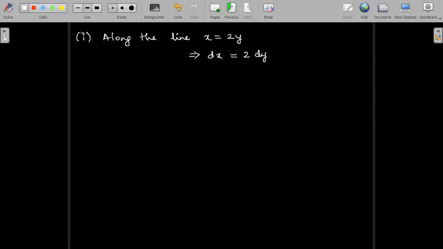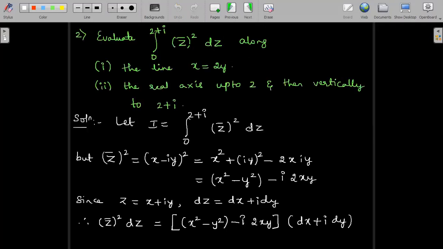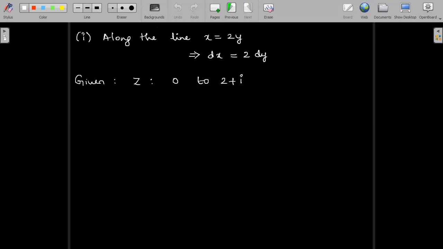We are going to represent. Now, it is given that z varies from 0 to 2 plus i. In the integral we have seen this, the integral limits. 0 to 2 plus i is the integral limits for z. Remember, any complex number z always has coordinates x comma y. It is of the form x plus iy.